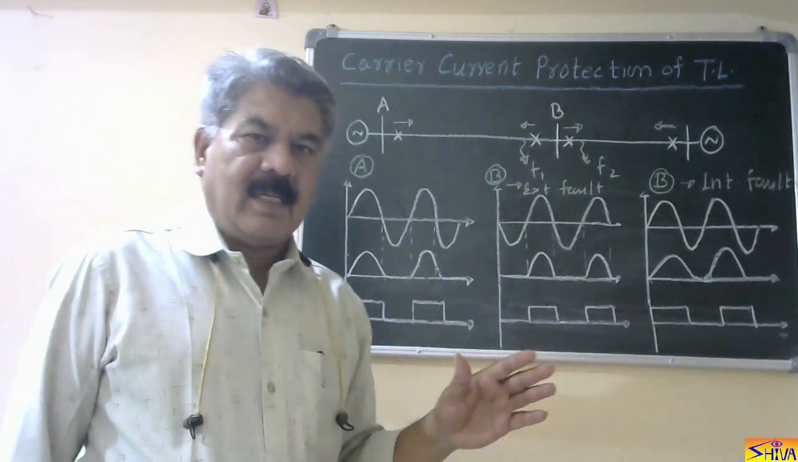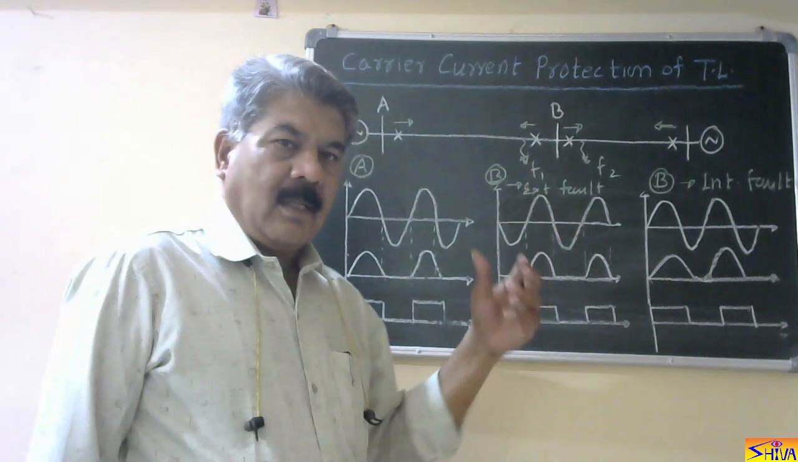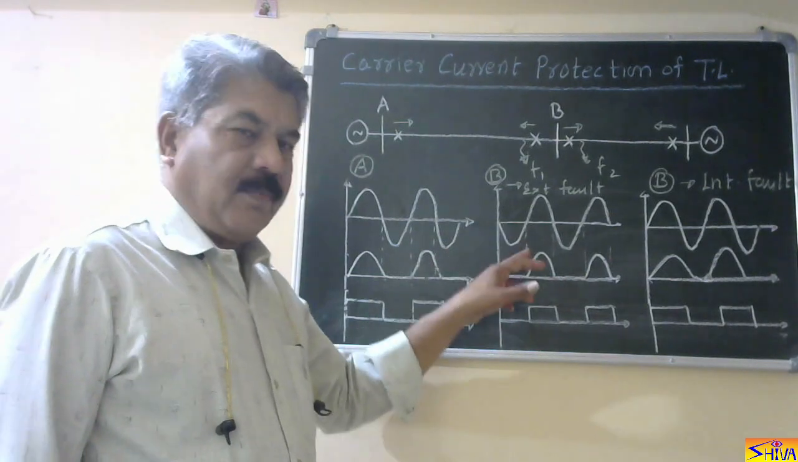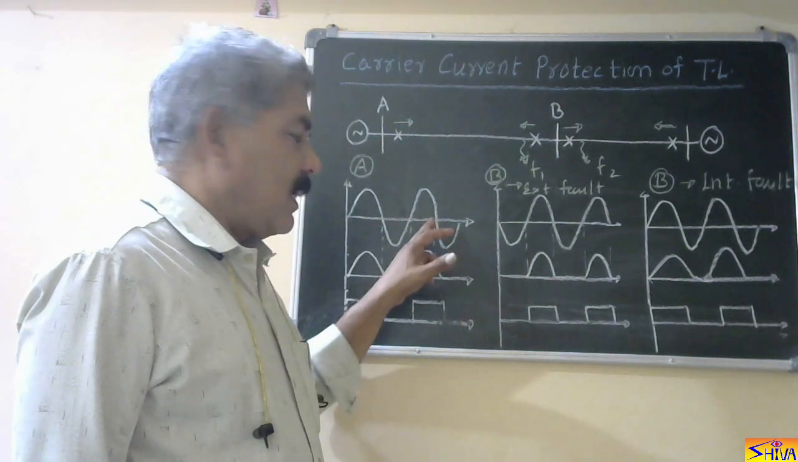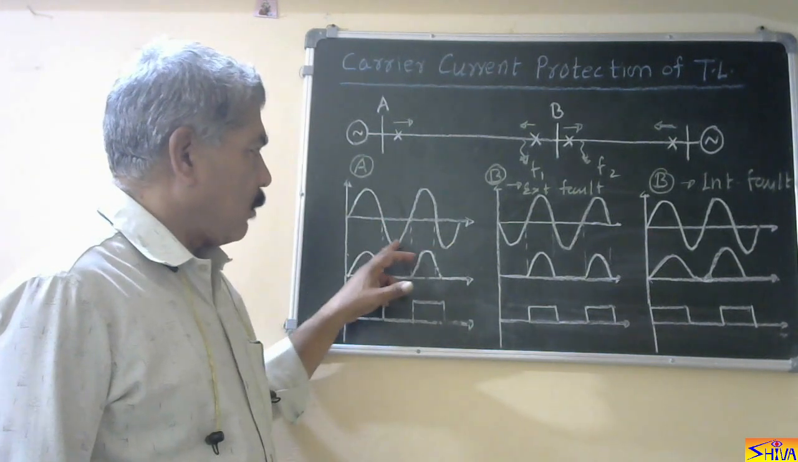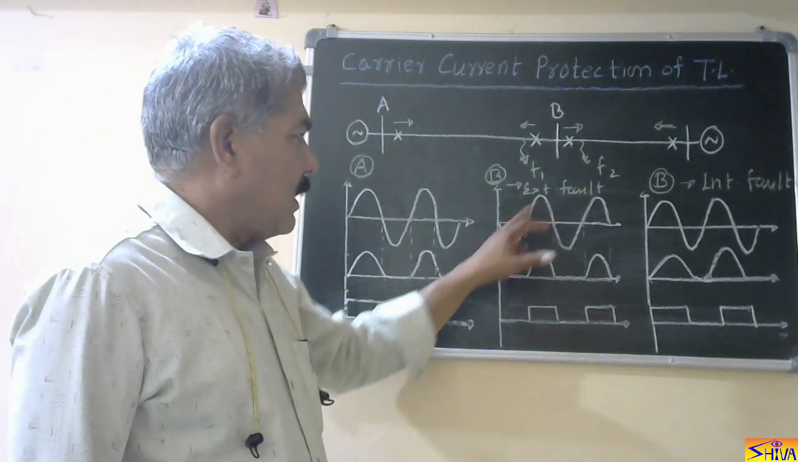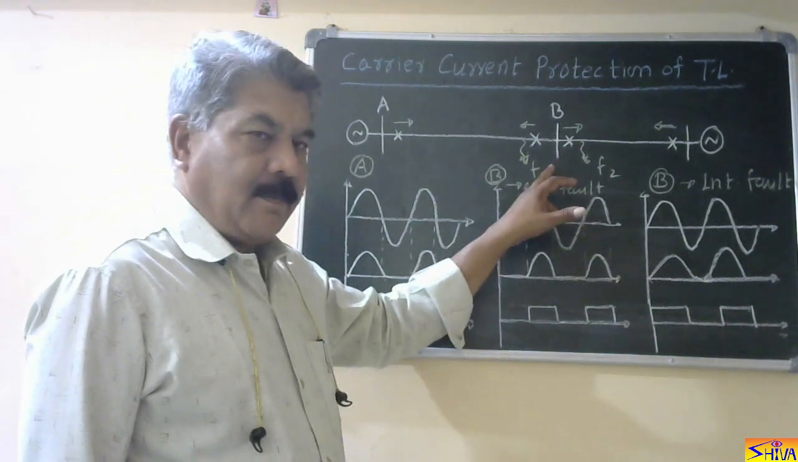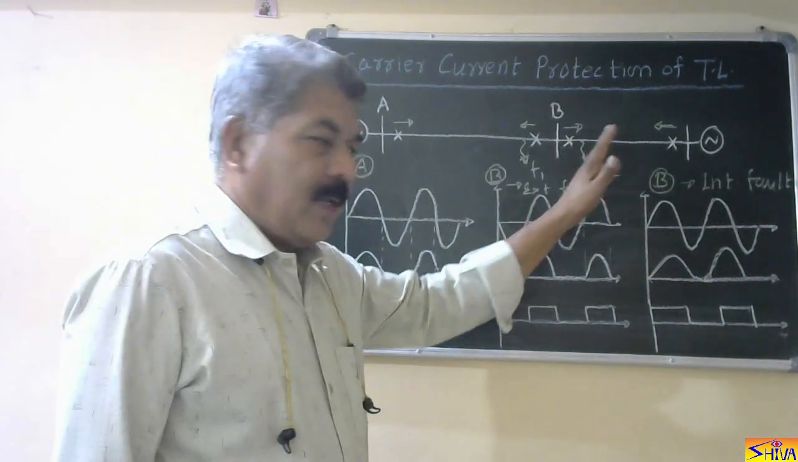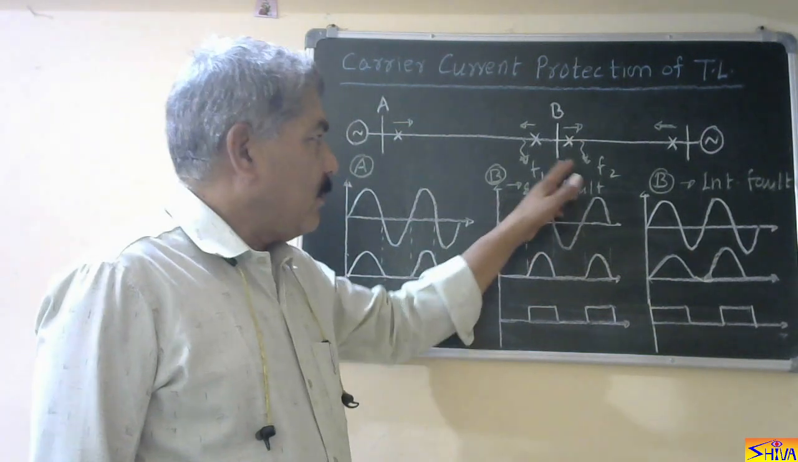Now when we are considering the current in the secondary of the CT at end B, the secondary is connected in such a way that the current is out of phase with respect to the current in the secondary of the CT at end A. So at end A, during normal condition, this is the current in the secondary of the CT. So this will be the current in the secondary of CT at end B. This is for normal condition, that is when current is flowing away from B, and the condition will be the same when there is an external fault.